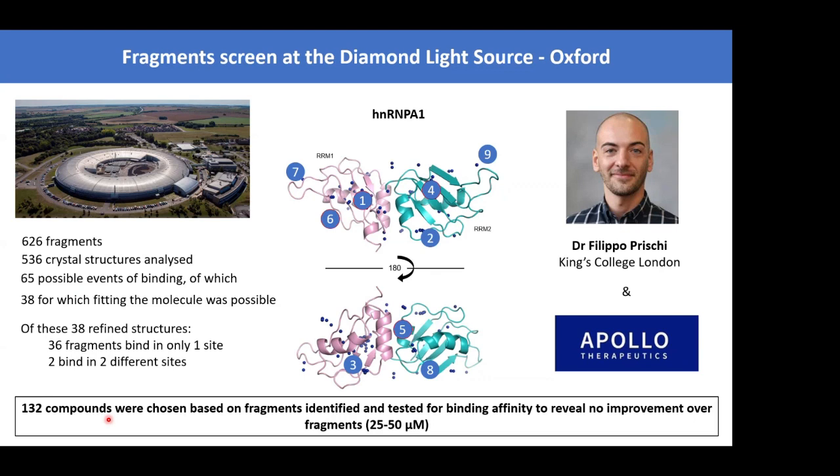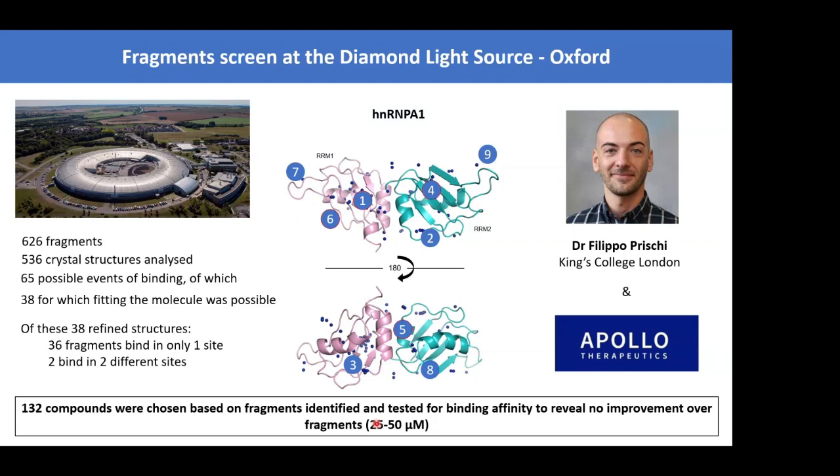And that's where disappointment came. What happens is that out of these 132 compounds, we found that they had affinity between 25 and 50 micromolar, which is essentially the affinity of the fragments themselves. So we had absolutely no improvement of affinity using these molecules. Not only that, but if we took the 5 top performing, if we can call these performing molecules, we found that none of them had any activity in cells whatsoever.